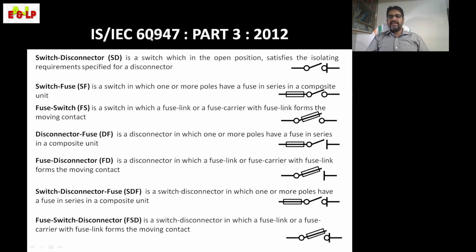In IS 60947, the definitions for switch disconnector, switch fuse, etc. are given, and please note these notations. I shall read this one. Fuse disconnector, FD, is a disconnector in which a fuse link or fuse carrier with fuse link forms the moving contact. It means that with the moving contact, the fuse is also incorporated and the fuse moves along with the switch movement or the isolator movement. That is what is called a fuse disconnector. Please read this section.